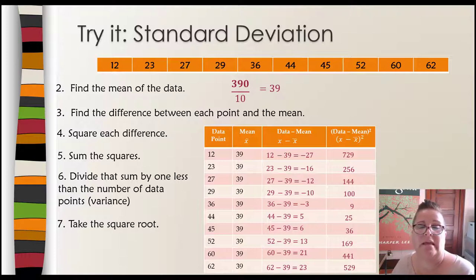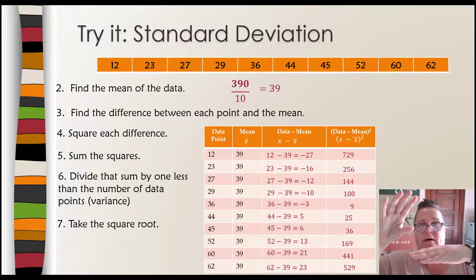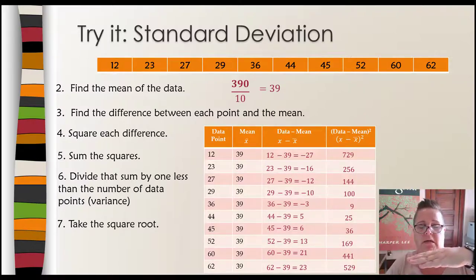Quick aside, if I were to add up all of these, the negative 27, the negative 16, the negative 12, the negative 10, the negative 3, 5, 6, 13, 21, and 23, I should get 0. That's because we're determining every data point's difference to the mean, and if the mean is in the middle, I will have just as much value above as I do below. So the difference between the total above the mean and the total below the mean should always zero out, right? It's a mean, it's the middle. So if I add up that data minus mean column, I'm going to get 0.